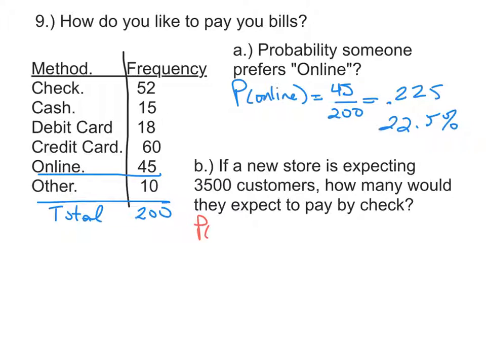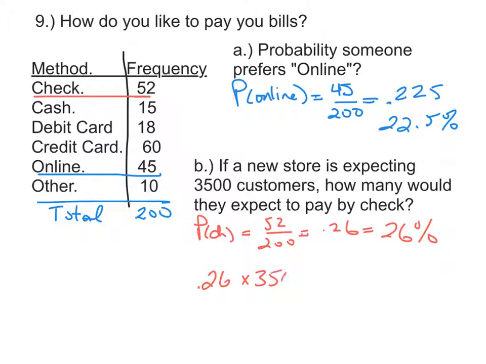If a new store is expecting 3,500 customers, how many would they expect to pay by check? So first, find the probability of somebody saying check, and that'd be 52 out of the 200. We get that from right here. That ends up being 0.26, which is 26%. So 26% of those 3,500 people should be saying that they would prefer with a check. And that would be 910 people.